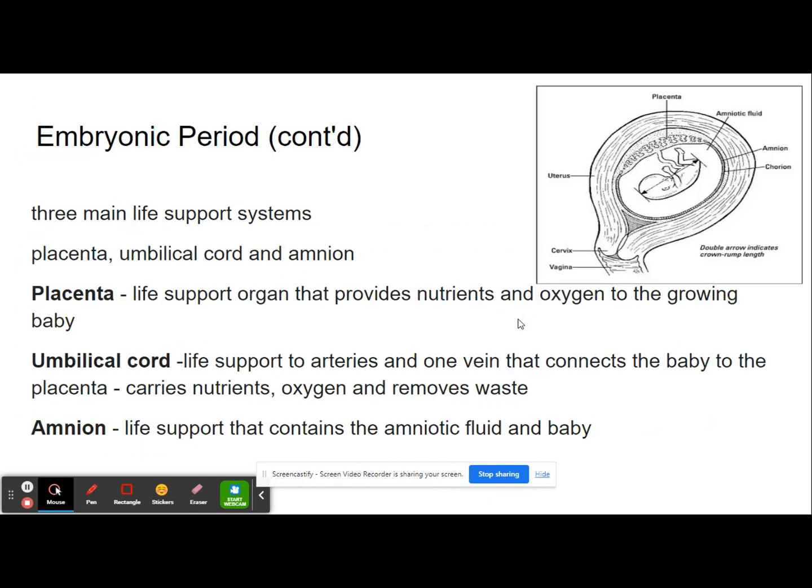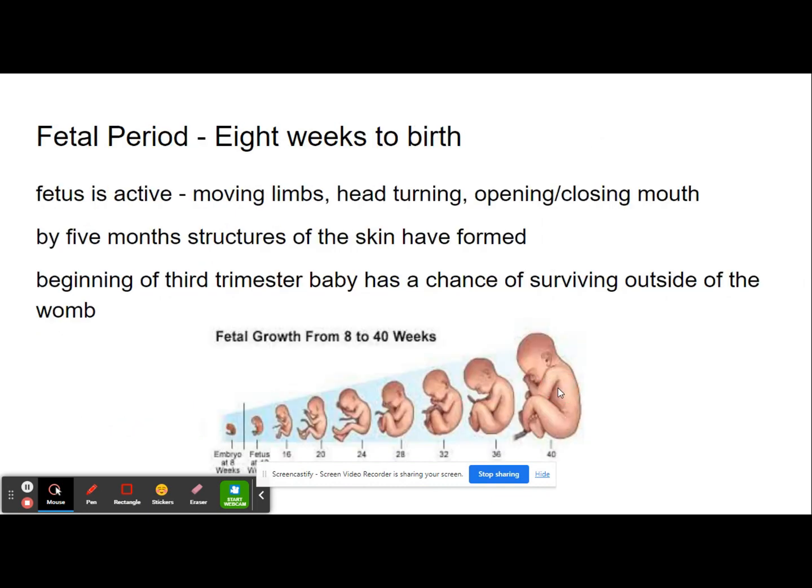The embryonic period has 3 main life support systems: the placenta, the umbilical cord, and the amnion. The placenta is a life support organ that provides nutrients and oxygen to the growing baby. The umbilical cord is the life support, with 2 arteries and one vein that connects the baby to the placenta. It carries nutrients, oxygen, and removes waste. The amnion is the life support that contains the amniotic fluid and the baby.